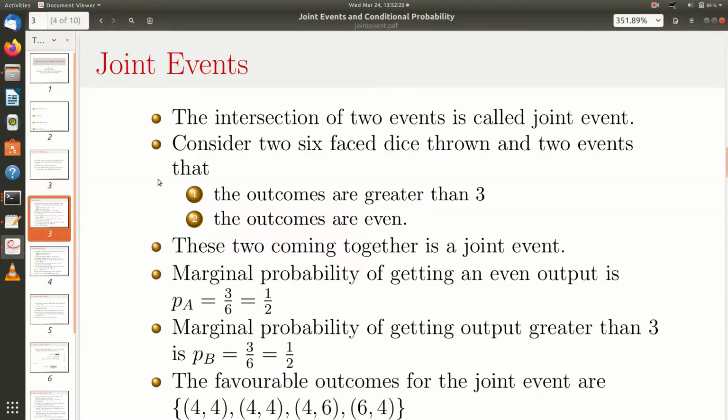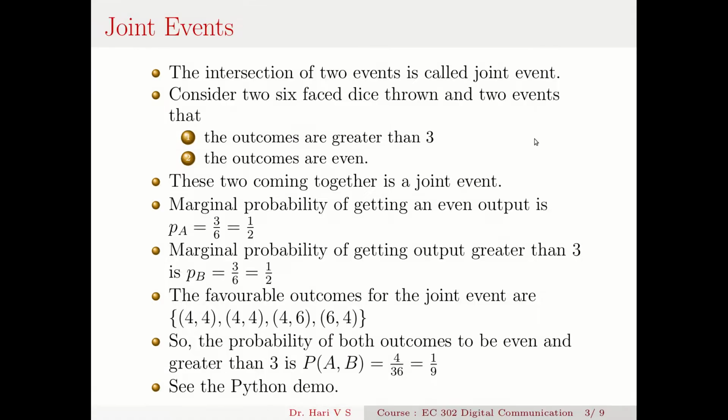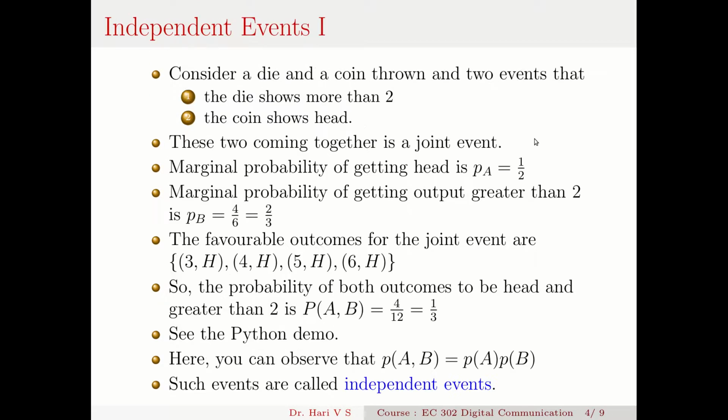You also write similar codes and understand these things. Now we think about something called independent events. Here, these two events are dependent. When the output is either greater than 3 or it is even, the two are dependent actually. One event is dependent on the other event. Now, there are certain events where they are not dependent. So, what is that condition?